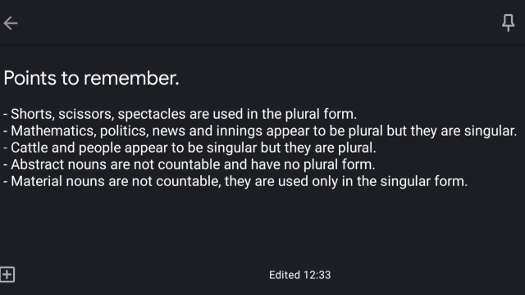And lastly, material nouns are not countable, they are used only in the singular form. We cannot count material nouns. For example, gold, water, wood. We cannot count them, and they are used only in the singular form. We don't say woods, we don't say golds, we don't say waters, but we use them in the singular form, gold, wood, and water, because we cannot count them.